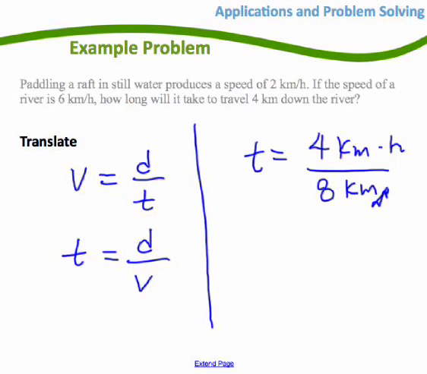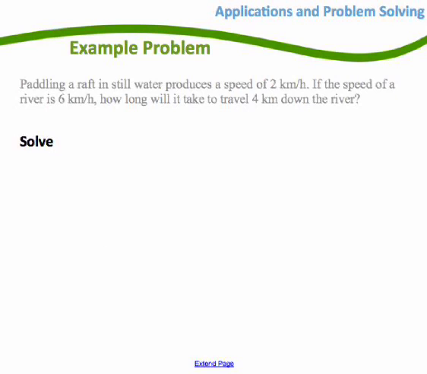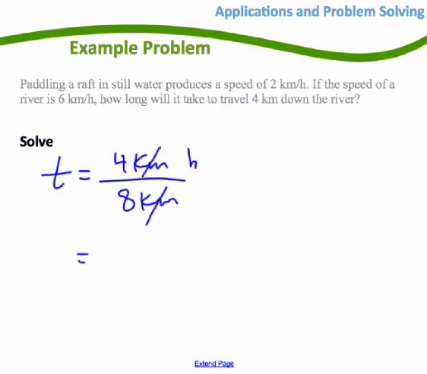I probably could do it here, but I have a new page for that. So I have time is equal to 4 kilometers divided by, the velocity was 8 kilometers per hour. Kilometers cancel, 4 divided by 8, 0.5 hours. And that was the units that were left. Okay, so I'm thinking half an hour.